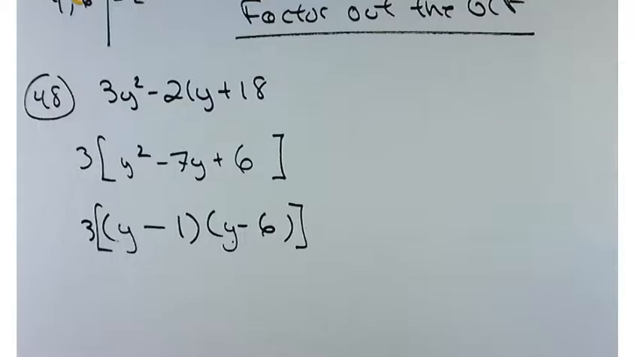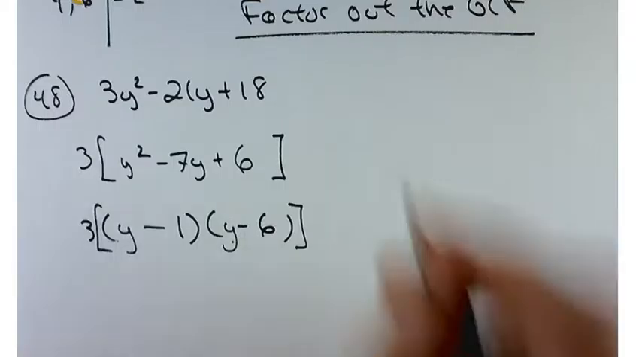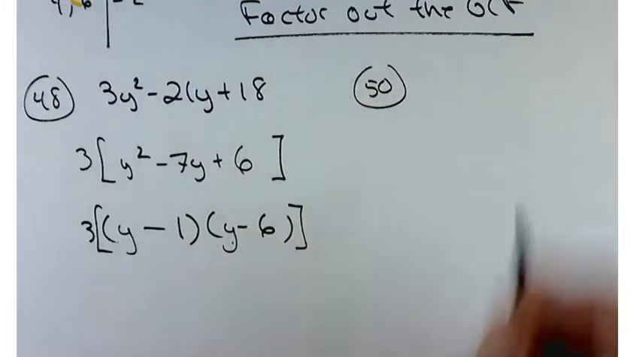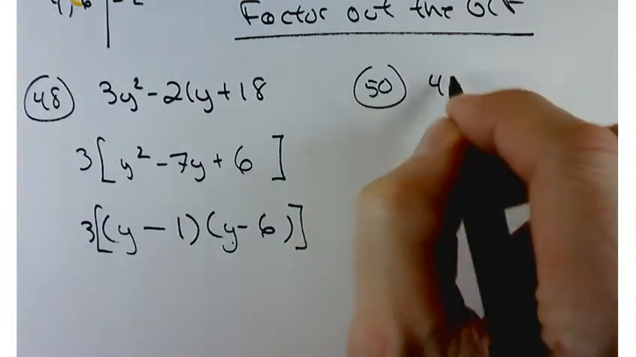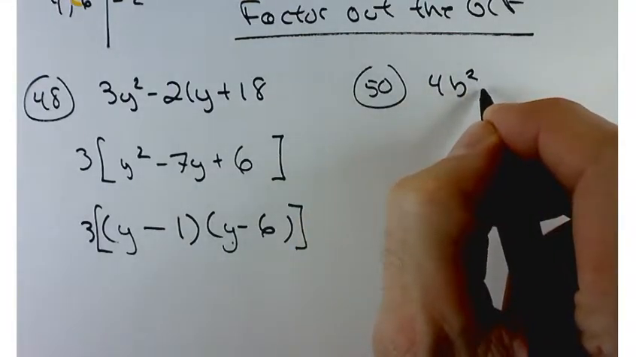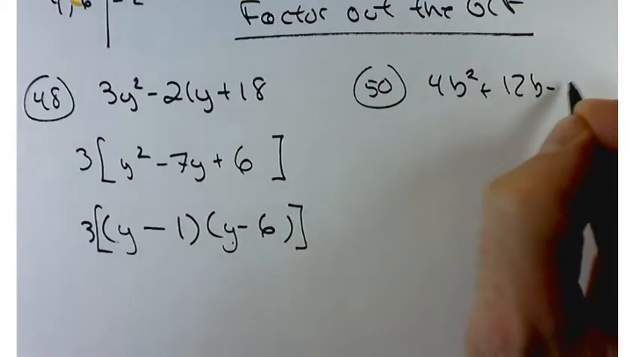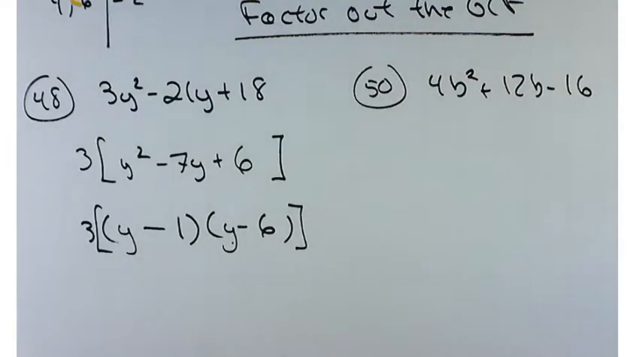Your turn for 1. Problem number 50. 4b squared plus 12b minus 16.